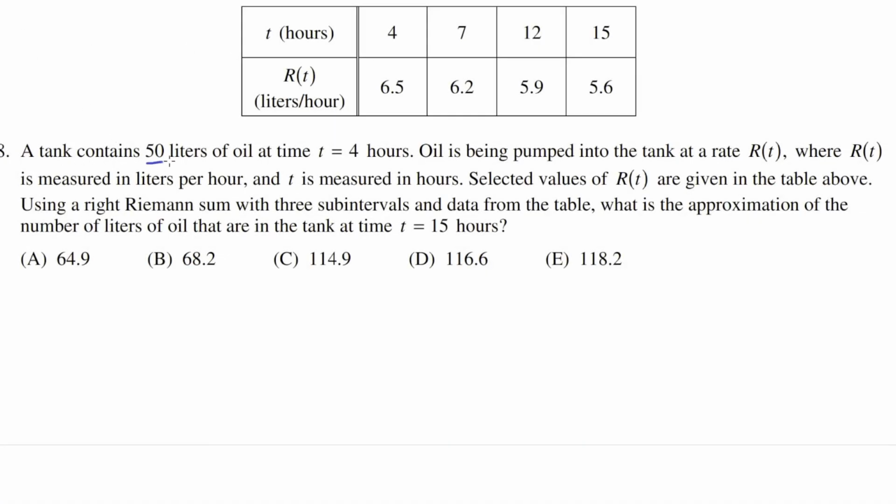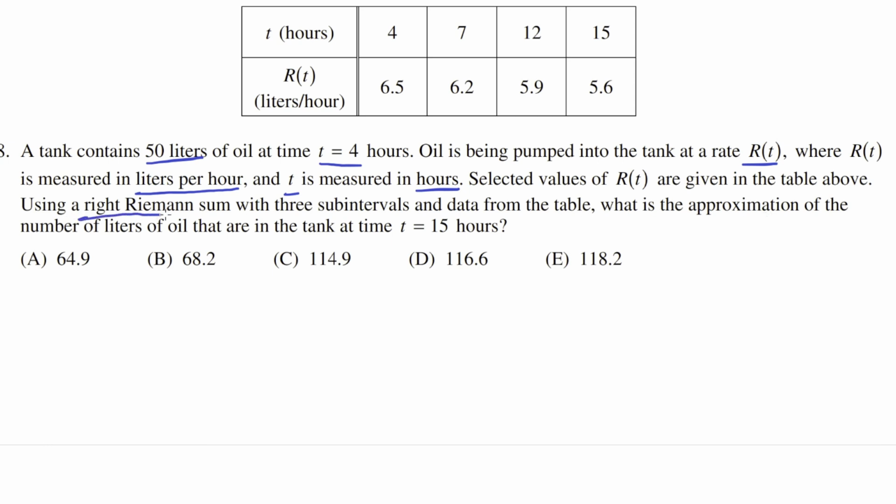A tank contains 50 liters of oil at time t equals 4 hours. Oil is being pumped into the tank at a rate R of t, where R of t is measured in liters per hour, and t is measured in hours. Selected values of R of t are given in the table above.